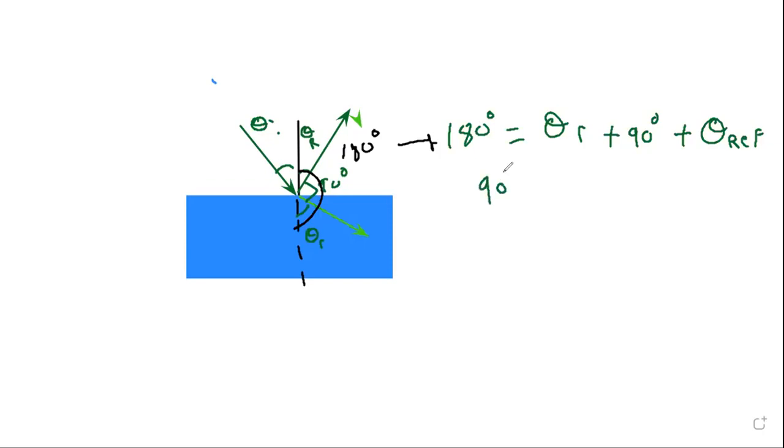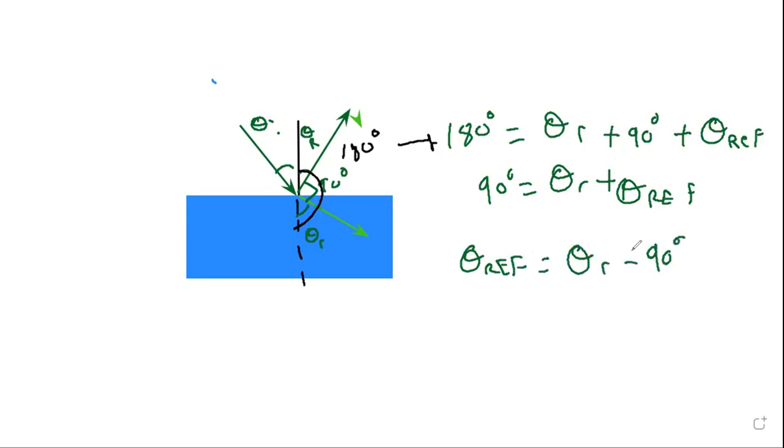I'm just going to do some quick algebra here. I'm going to bring 90 to the other side. This is the refracted angle plus the reflected angle. And now the relationship between the reflected angle and the refracted angle is that they're different by 90 degrees. So there's a 90-degree difference between the reflected and refracted angles.